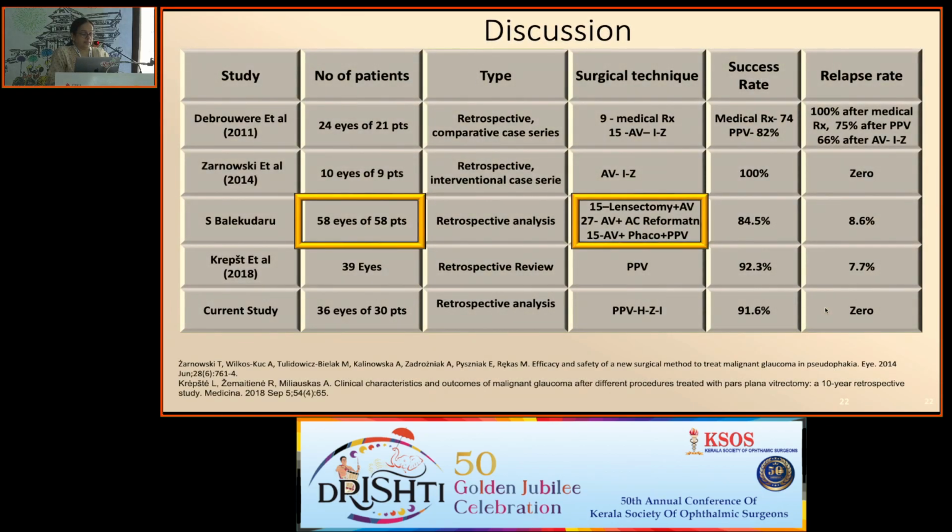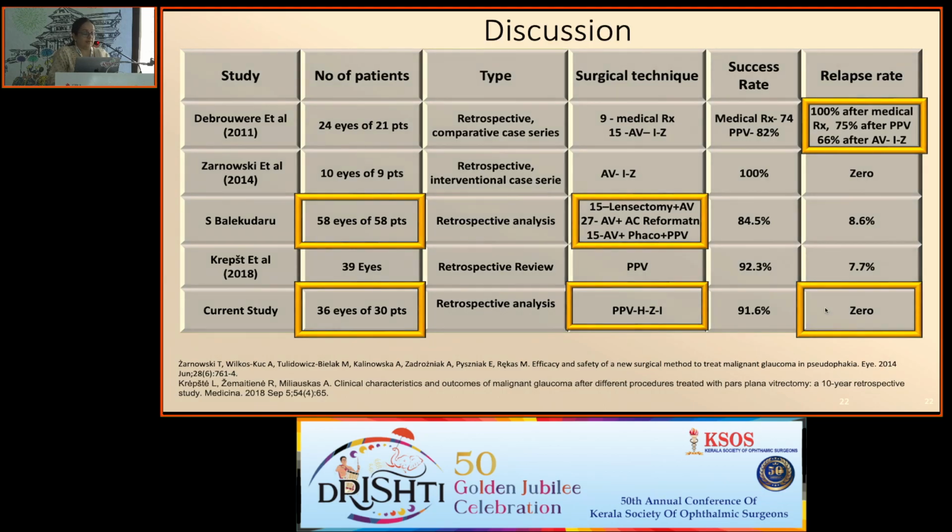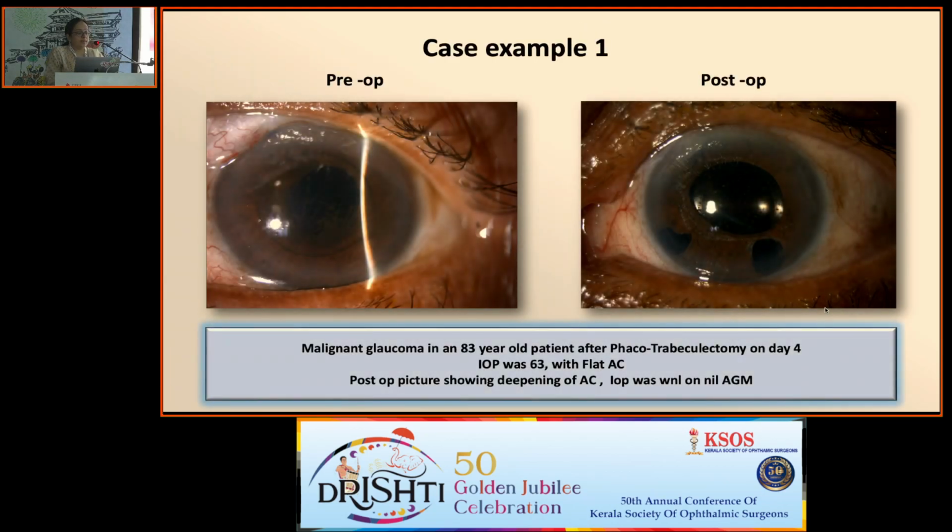So there are many studies which studied a larger number of eyes, but they studied different surgeries. This is one of the studies with the largest number of eyes which solely analyzed this surgery. Previous studies had more recurrence, and this study didn't have any recurrence. So, malignant glaucoma, this is an example.